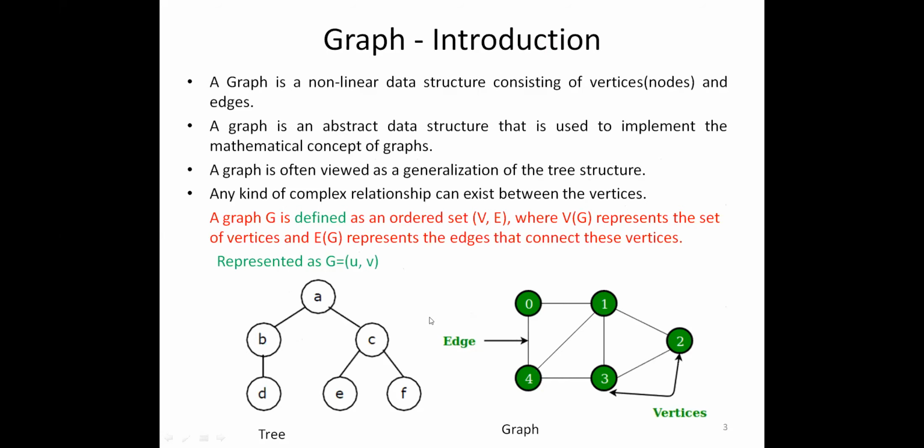Okay, next we'll see the introduction. First we'll see the introduction of graph. A graph is a non-linear data structure consisting of vertices and edges. So it is a non-linear data structure, like a tree. A graph is an abstract data structure that is used to implement mathematical concepts of graph. Actually, the concept of graph evolved from a mathematical background. It is a type of mathematical concept where, if we study discrete mathematics, we come to know about graph.